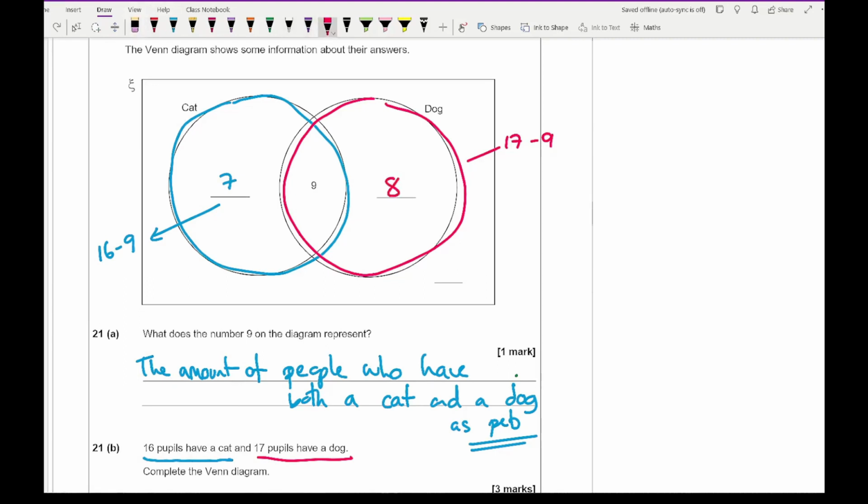And then all we then need to do for the outside number is, is it 30 or 20? 30 people. So if I do 30, take away 7, minus the 9, minus the 8, so that becomes 17, 24, so that then becomes 6.